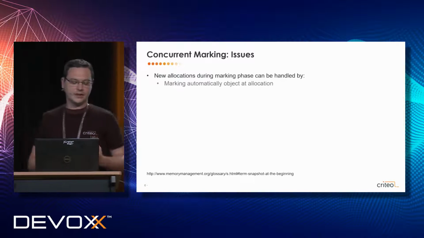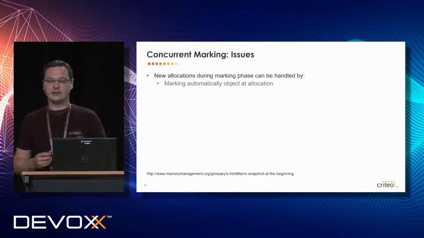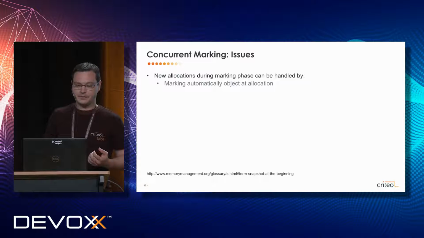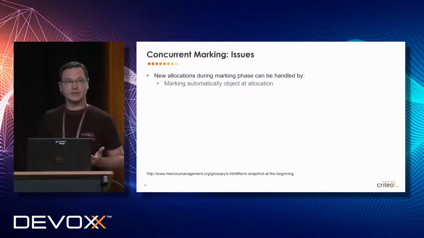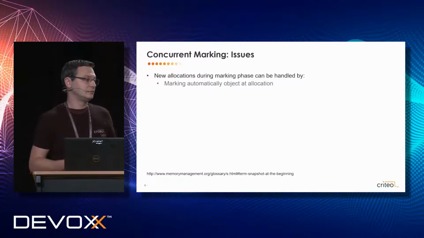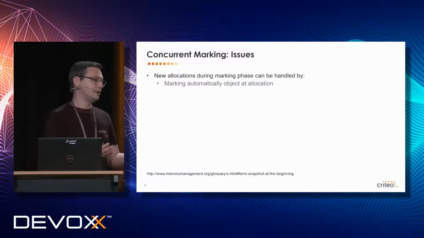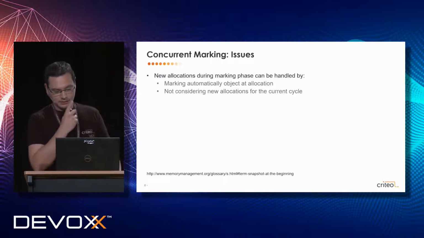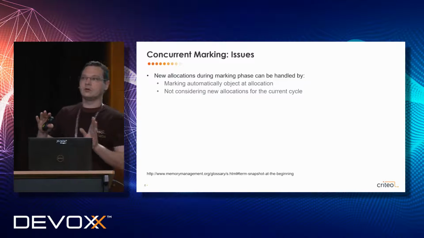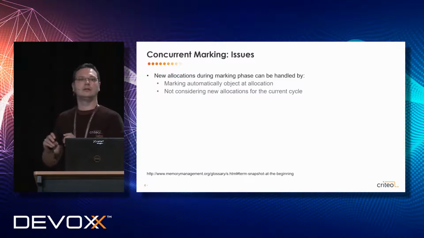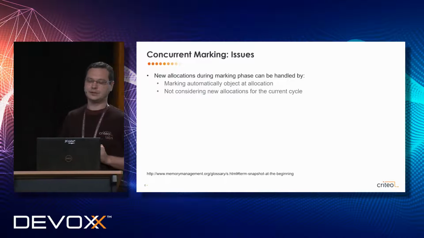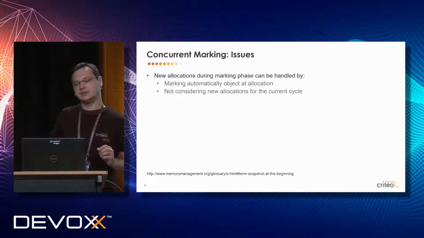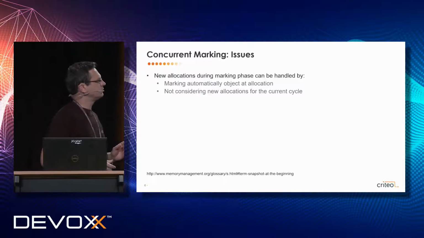For new allocation, you can deal with this problem in two ways. First, marking this newly allocated object automatically as live. Okay, it's new, so it will be used, so we can consider it as live. Otherwise, all the allocations could be considered as not part of the current GC cycle, so they can be allocated at some addresses that will not be considered by the GC for this cycle.